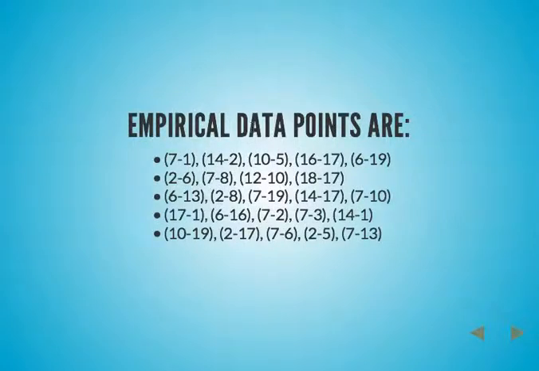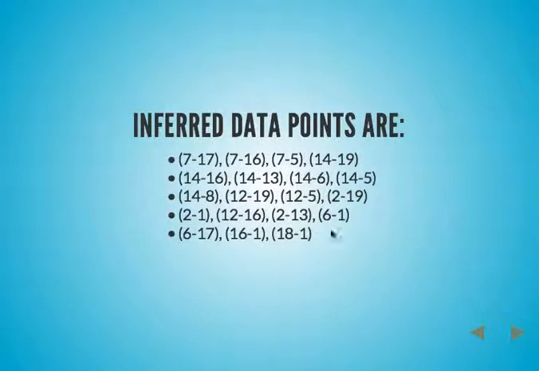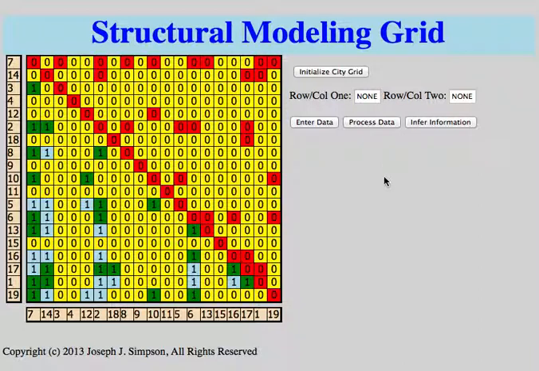The empirical data points that we've collected so far are listed here, and the inferred data points that we've inferred so far are listed here. So let's go back to the structural modeling grid. Now this is where we left the state of the structural modeling grid at the end of the part 1 video. So we are now going to go ahead and start collecting more empirical information associated with this specific activity.